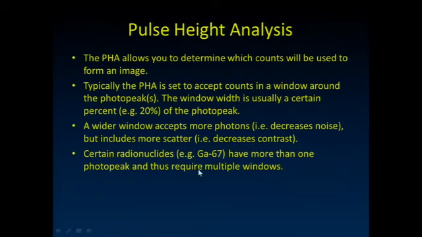By the way, certain radionuclides, like gallium-67, have more than one photopeak. They give off gamma rays of multiple different energies, and we actually set up multiple ranges in which we'll accept them. Not one big wide one that accepts all, but multiple narrow ranges centered right at where the peaks are.